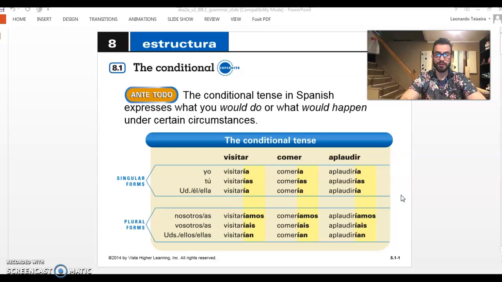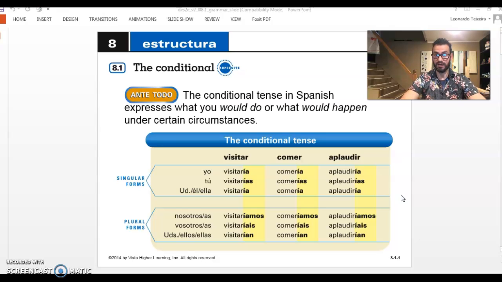Por ejemplo, visitar, comer y aplaudir. Los tres verbos son idénticos, o sea, same ending for AR, ER, and IR. Por ejemplo, visitaría, comería, aplaudiría. Also notice that the verb ending is very much similar to the imperfect ER-IR, right?